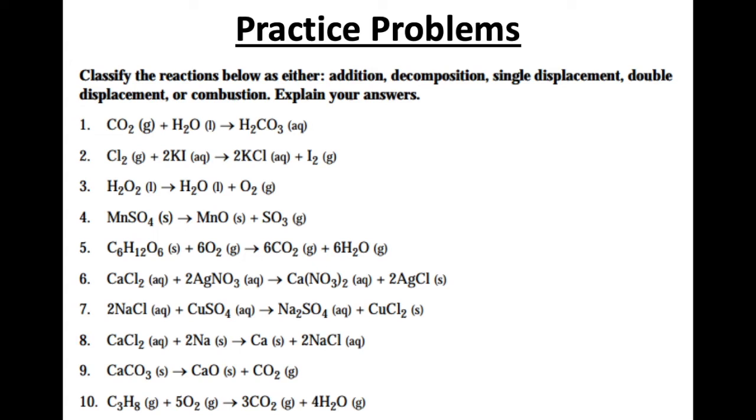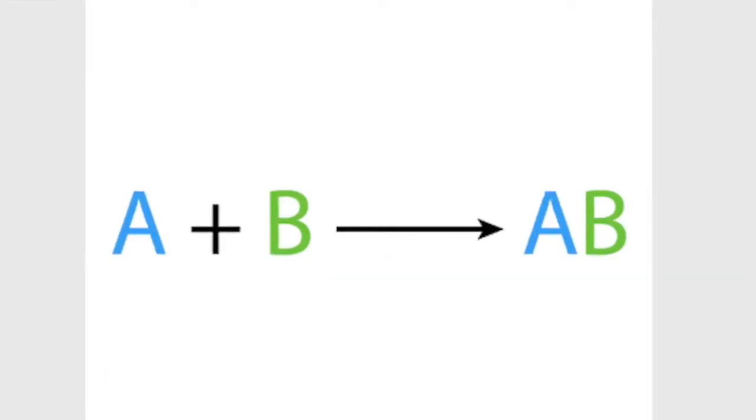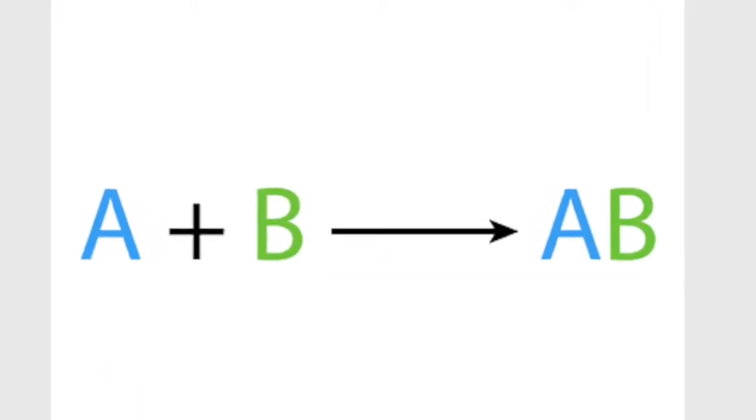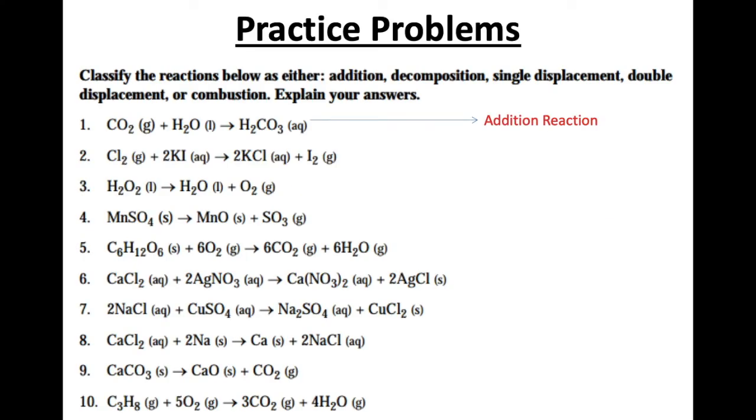So the first one, you have CO2 plus H2O gives us H2CO3. So we're combining a gas and a liquid. We get an addition reaction. This is kind of saying A plus B equals AB. All we did is combine the molecules we had before and giving us a combined total molecule at the end.